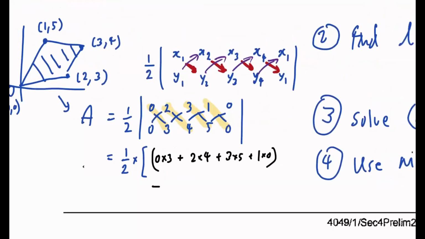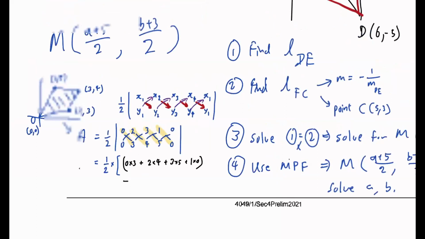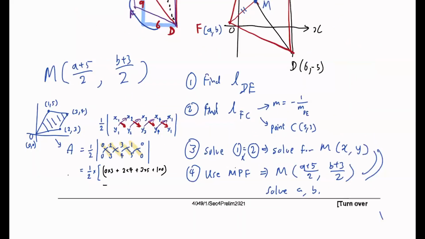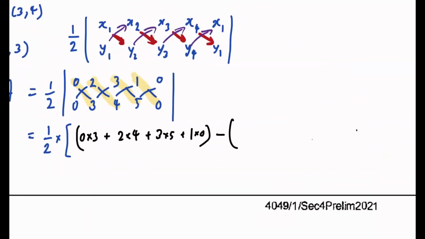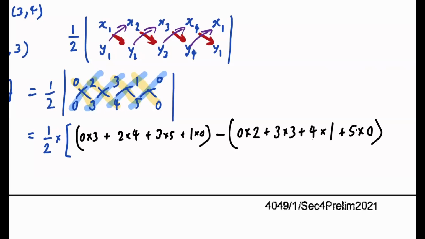Then you subtract. I'm running out of space. Bring this down, bring it to the side, bring a minus over, open a bracket. That's my down, down, down. Now I need up, up, up, which means you go this way. So you subtract 0 times 2 plus 3 times 3 plus 4 times 1 plus 5 times 0. Do you know where I'm getting these numbers from? 0 times 2 goes here. Then the next diagonal, 3 times 3, goes there. The next up is 4 times 1, and finally 5 times 0.